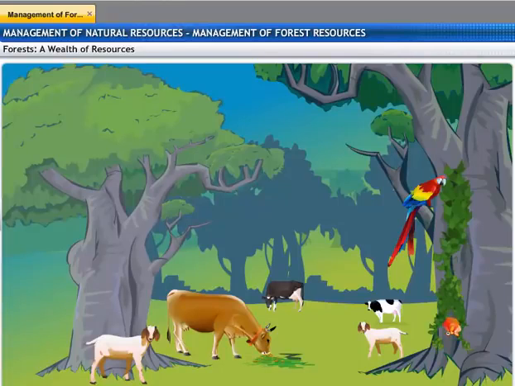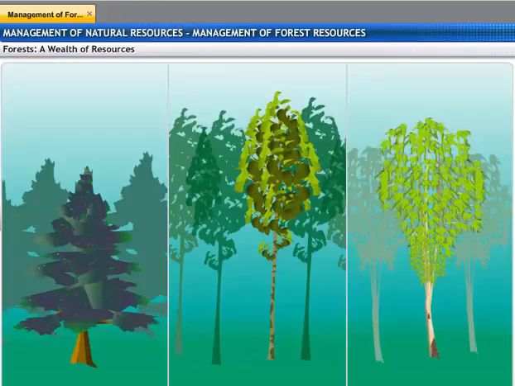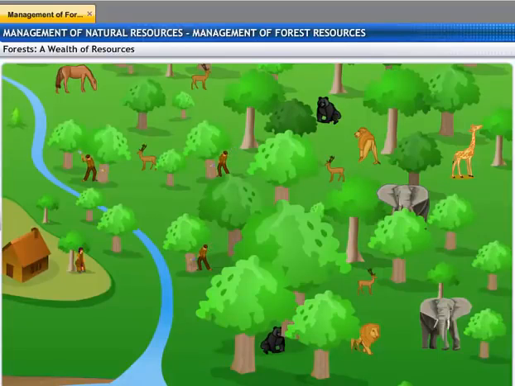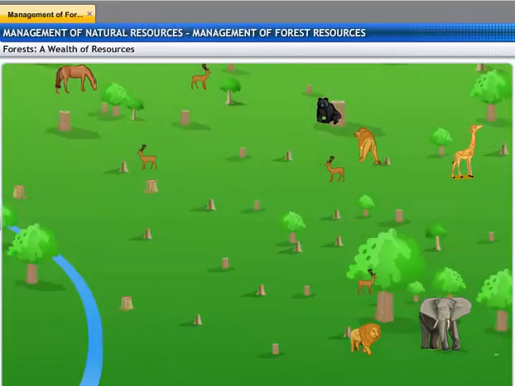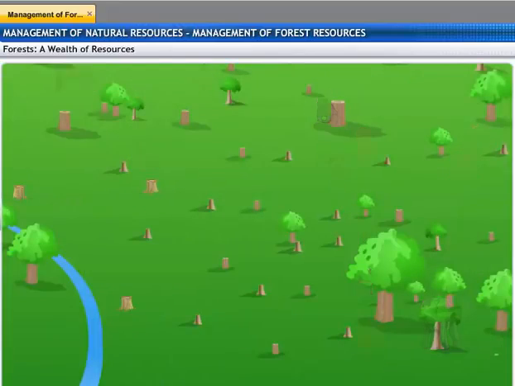Sometimes, vast tracts of forests are converted into monocultures of pine, teak, or eucalyptus. In order to plant trees, huge areas are first cleared of vegetation. This destroys a large amount of biodiversity in the area.